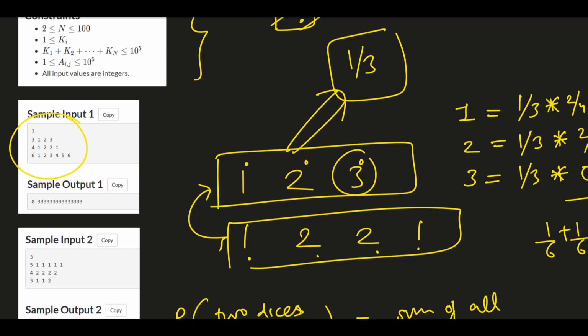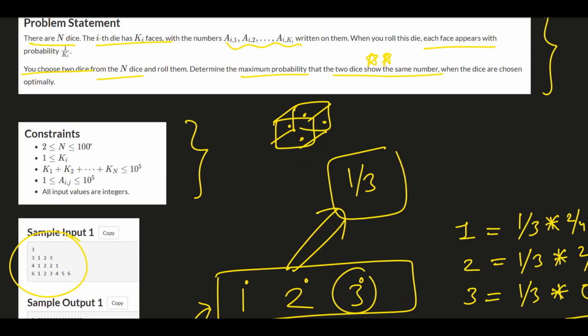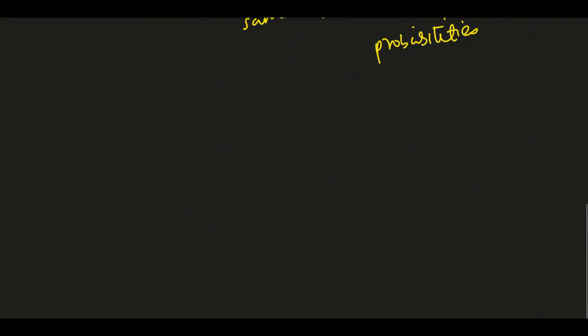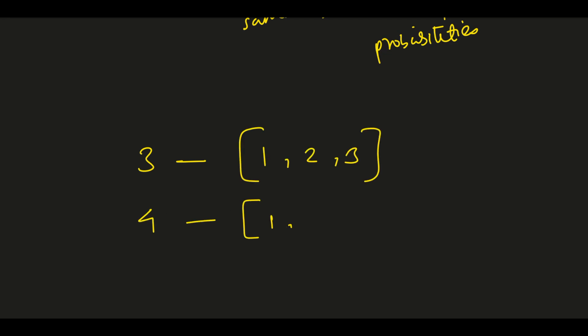If you look at the constraints very carefully, you will find that the value of n is 100, which means 10 squared, right? So the value of n is very small. So what we can do is use 2 loops to find the maximum probability for 2 dices. Am I correct? Let's see. The first dice has numbers 1, 2 and 3. The second dice has 4 numbers: 1, 2, 2 and 1. And the third dice has 6 numbers: 1, 2, 3, 4, 5, 6.